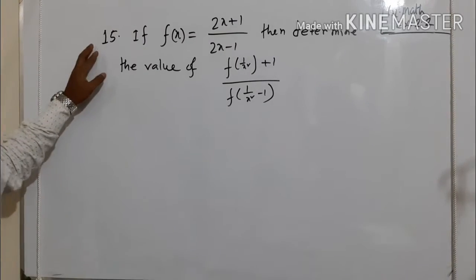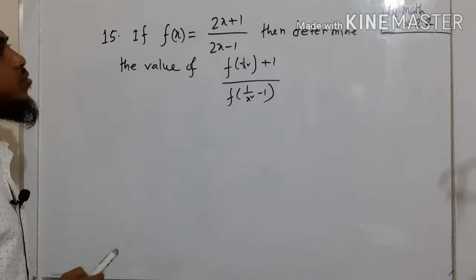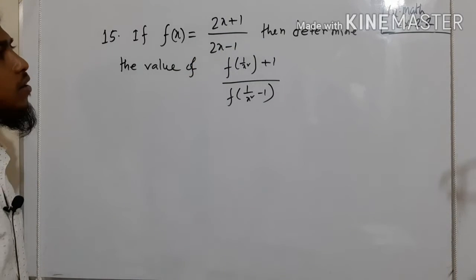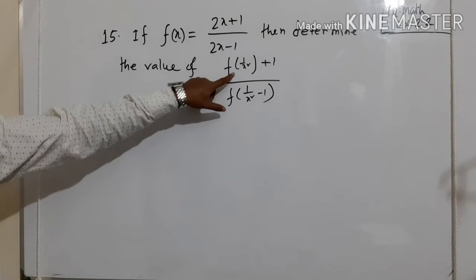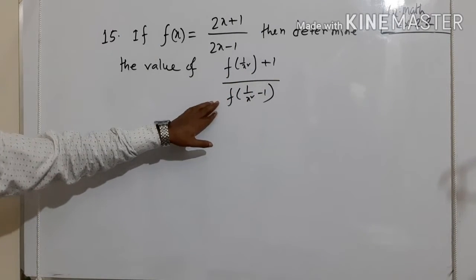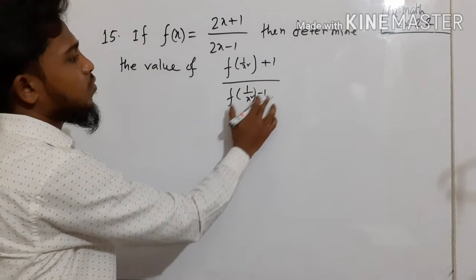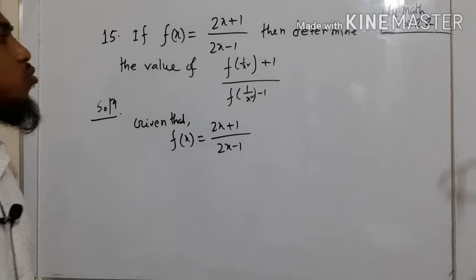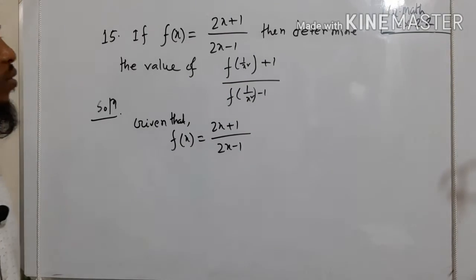Dear student, this is problem 15. Given that if f of x equal to 2x plus 1 divided by 2x minus 1, then determine the value of f of 1 by x square plus 1 divided by f of 1 by x square minus 1. First of all, you have to find f of 1 by x square's value.